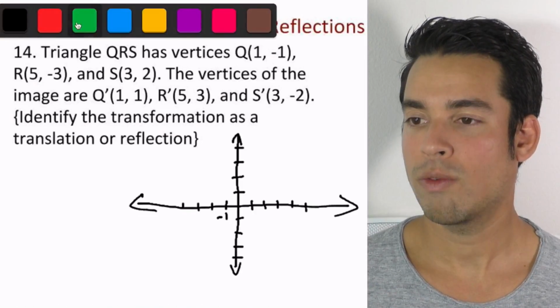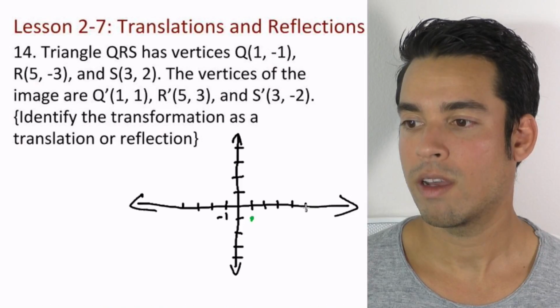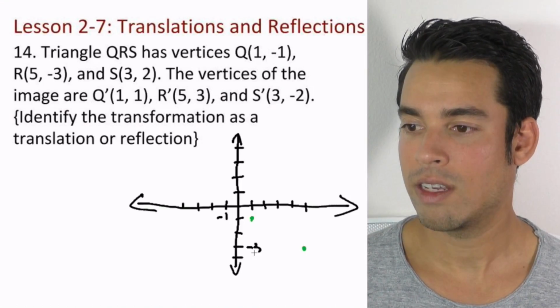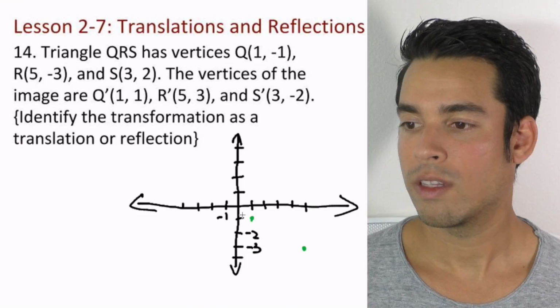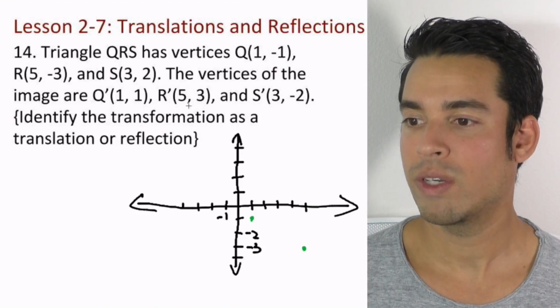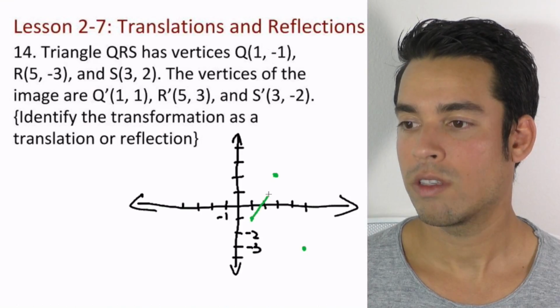All right, so let's start with the initial drawing here. We got Q at (1, -1) right here. We got (5, -3): 1, 2, 3, 4, 5, and 1, 2, 3, because that is negative. This is -3 down here, -2, and that's -1. So we've got our two points, and then the last one is (3, 2). So again, we count 3 on the x-axis right here, and then up 1, 2. So there is our first image.